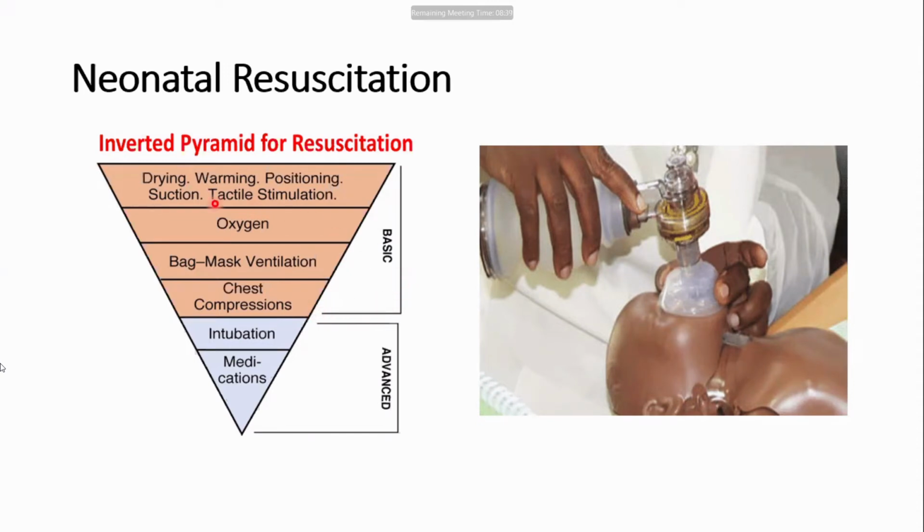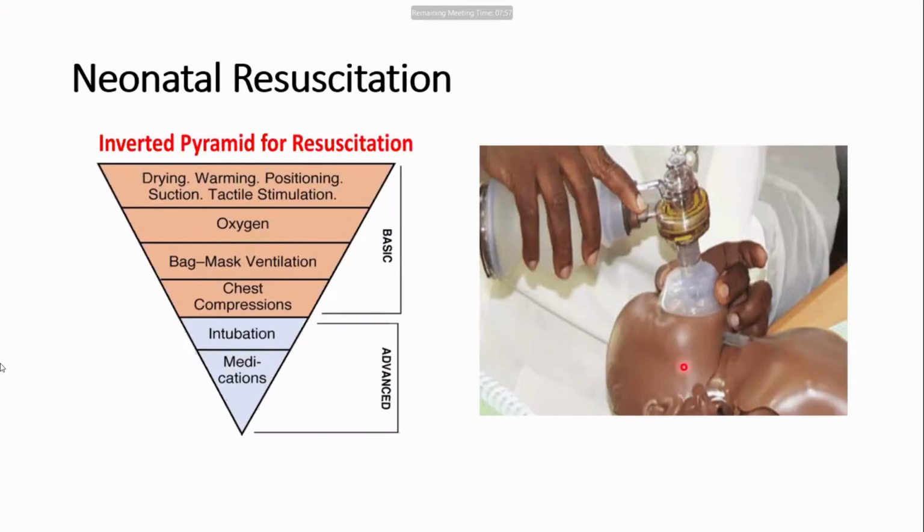Okay, so basic is once the child is delivered, we go for drying, warming, positioning, suctioning, and tactile stimulation. And if the child is not crying, we do not waste time on tactile stimulation, and we go directly to bag and mask ventilation. And if the heart rate is less than 60, we start chest compression. And if the child is still not breathing, then we go for intubation and medication like adrenaline. So look at this inverted pyramid. Intubation and medication, we rarely require. Even chest compression, we rarely require. Most of the time, the baby is revived due to proper bag and mask ventilation.